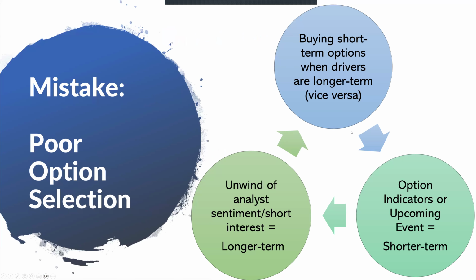All right, another mistake, poor option selection. We've kind of covered that, right? Short-term options versus in the money options versus out of the money options. But this is just kind of looking at it from short-term versus long-term. When you're buying options, make sure you're not using long-term drivers, like this thing can work out for the whole year.